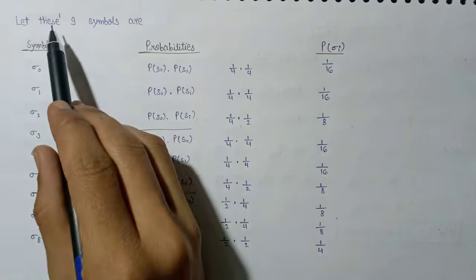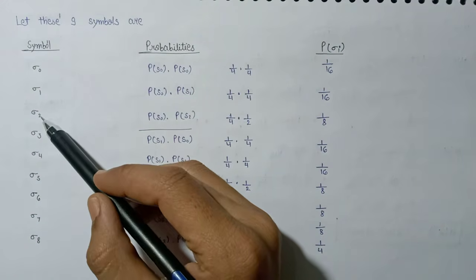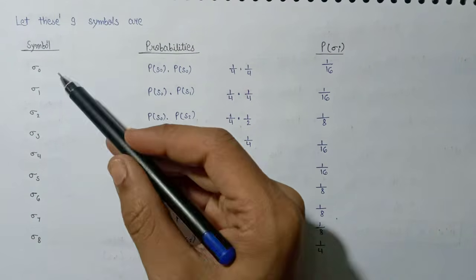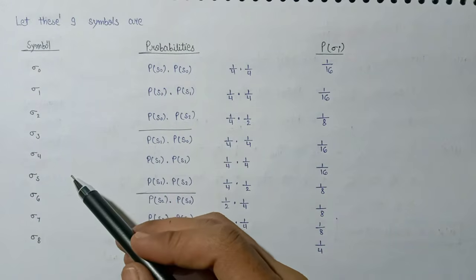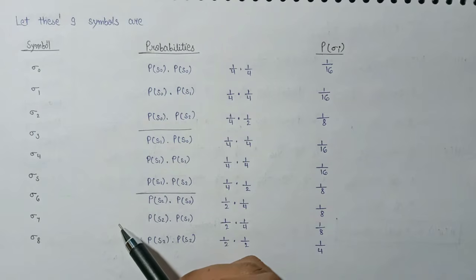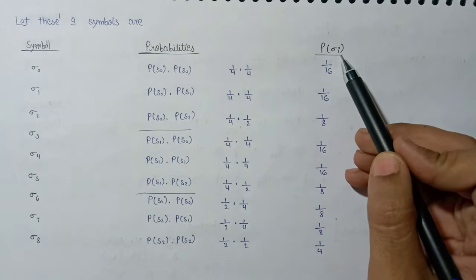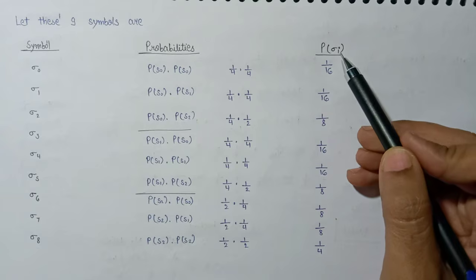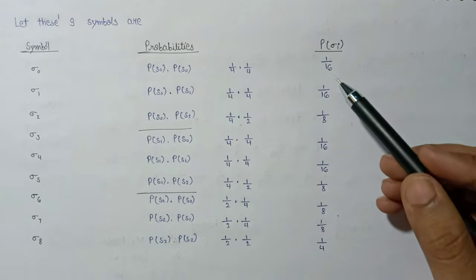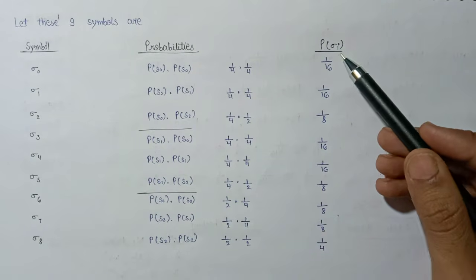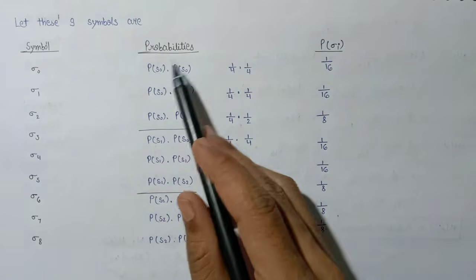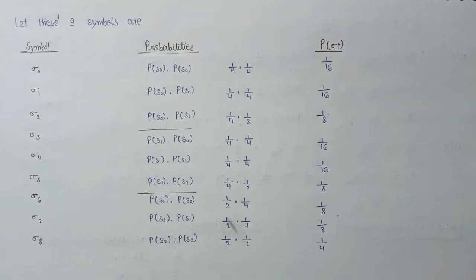Let these 9 symbols be sigma 0, sigma 1, sigma 2, sigma 3, sigma 4, sigma 5, sigma 6, sigma 7, sigma 8. So these are the 9 symbols that we lettered. These 9 symbols also have some probability of occurrence, denoted by P of sigma i, where i ranges from 0 to 8 because there are 9 symbols. Now we have to calculate these probabilities. So how do we calculate it? We can calculate it by one easy trick.